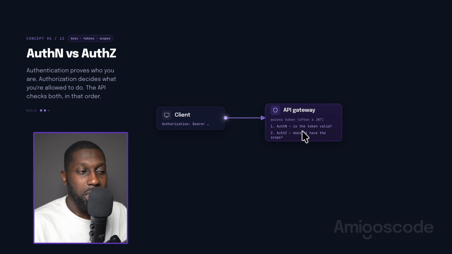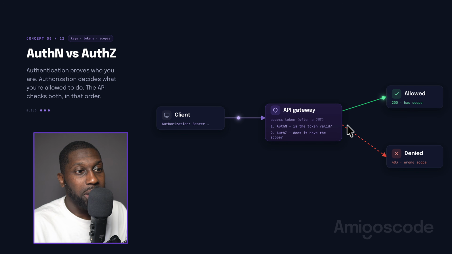If the token is valid, then the authorization in here says, does it have the scope, i.e. is it allowed to perform the action on a particular resource? So if it is allowed, then basically you can return allowed and then has scope with a 200, maybe a different status code. Or if rejected, then you say denied, and then something went wrong.